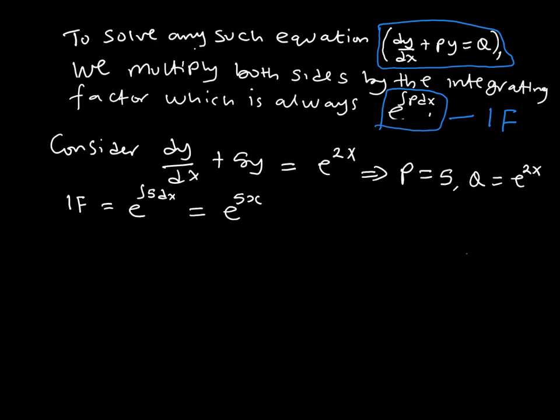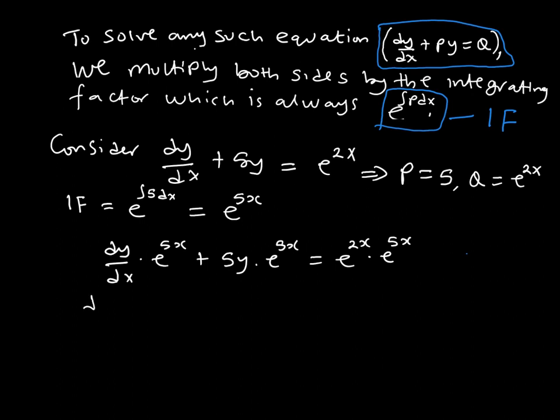Okay, and if you multiply through by the integrating factor, what do you get? We shall have dy by dx multiplied through by e to the 5x, plus 5y multiplied by e to the 5x, will be equal to e to the 2x multiplied by e to the 5x. Let's try to simplify this.